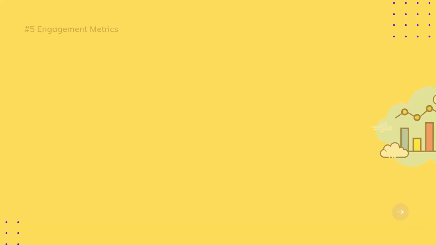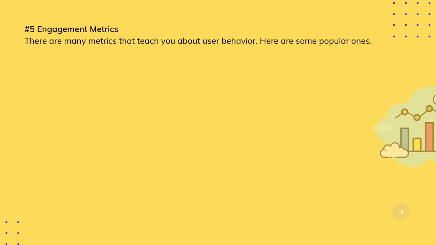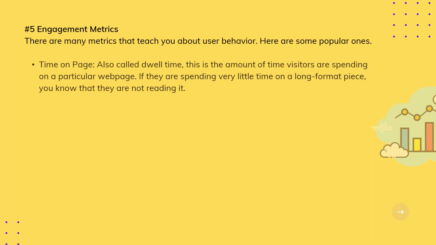Number 5. Engagement metrics. There are many metrics that teach you about user behavior. Here are some popular ones. Time on page, also called dwell time. This is the amount of time visitors are spending on a particular page. If they are spending very little time on a long format piece, you know that they are not reading it.